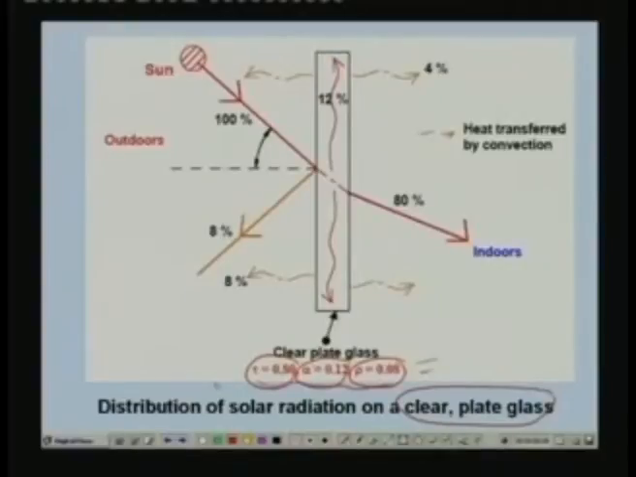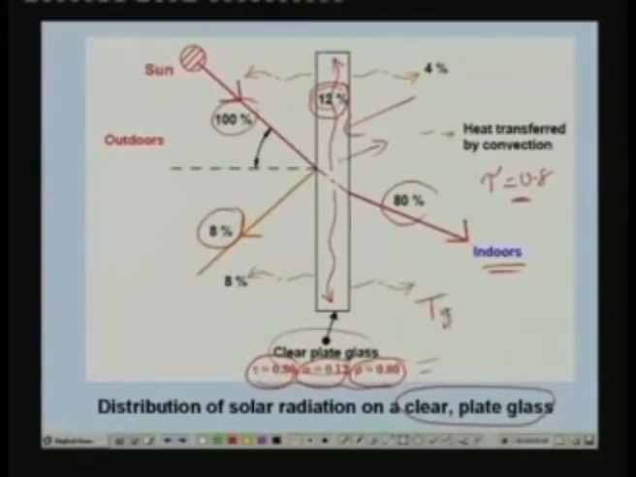Now since it has a transmittivity of 0.8, if 100% of solar radiation is incident on this window, which is nothing but your window made of clear plate glass, 80% of it is directly transmitted to the indoors, because it has a transmittivity of 0.8, and 12% of it is absorbed by the glass, while 8% of it is reflected back. This is based on the optical properties of the clear glass. Now of the 12% absorbed, what happens to this 12% of the radiation absorbed by the glass? This will increase the temperature of the glass. That means glass temperature increases due to absorption of radiation.